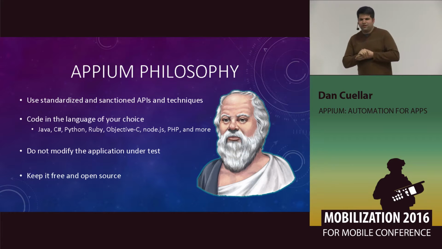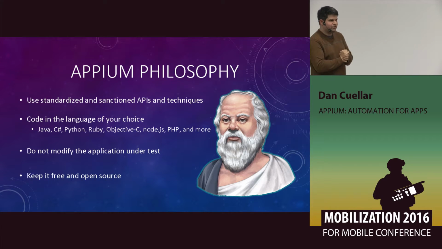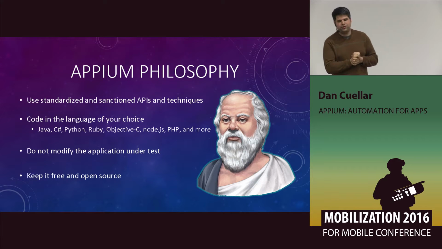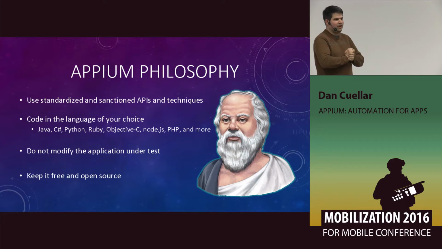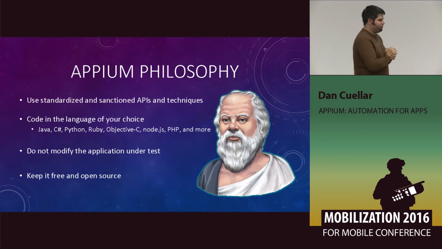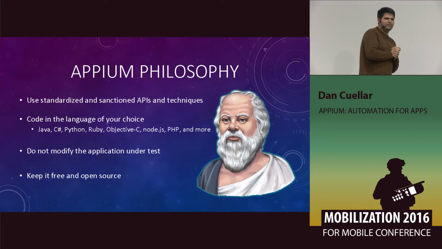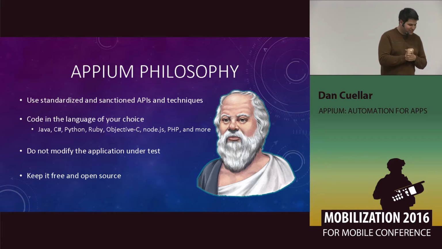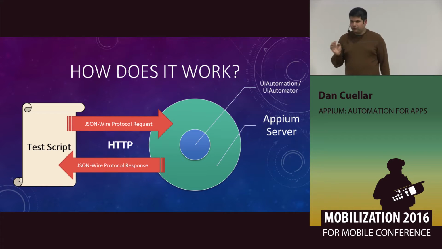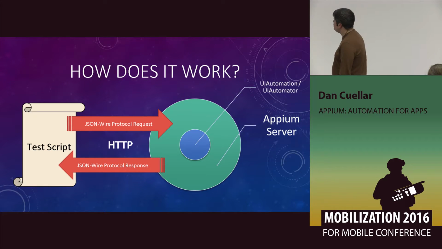Thirdly, we don't want to modify the application we're testing, so you don't install some rogue HTTP server in your app that runs private API commands that Apple may or may not change. We just do everything externally using the tools they provide. And then lastly, we wanted to keep it free and open source. I was never really interested in founding a company that could do this, so that means free and open source, doesn't it? Cool.